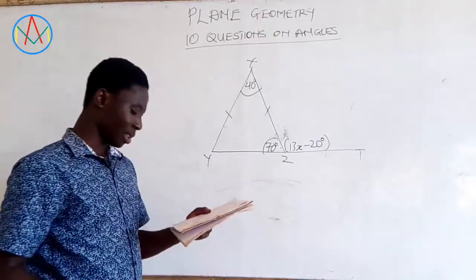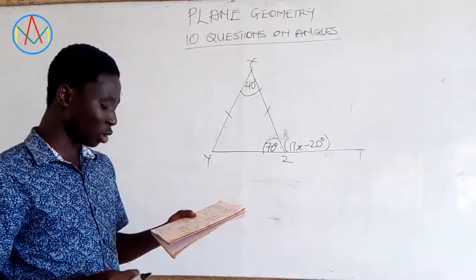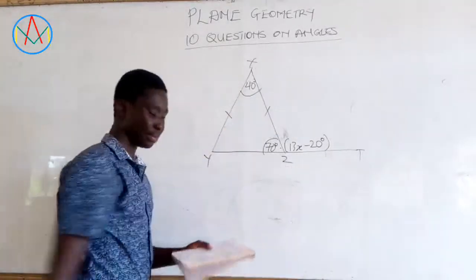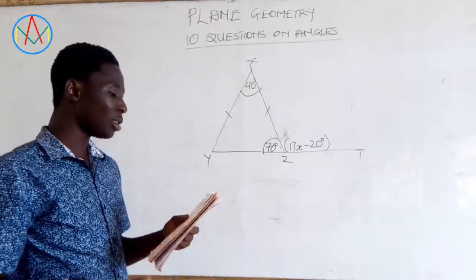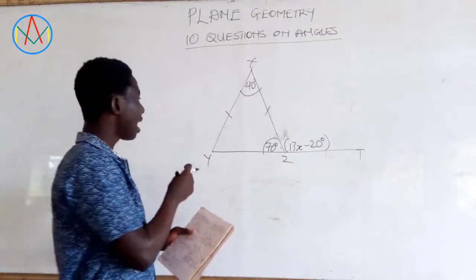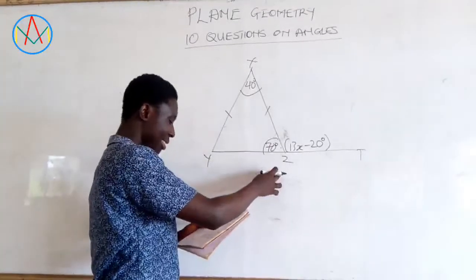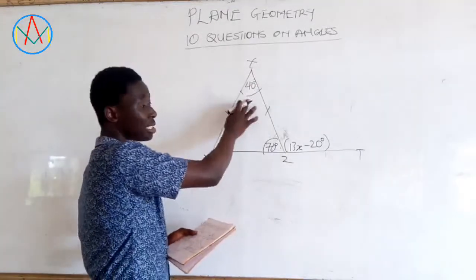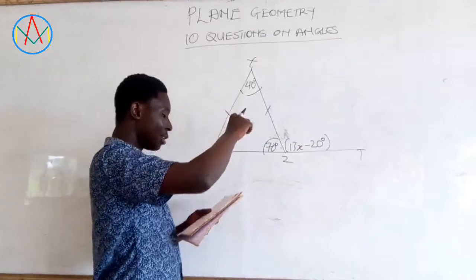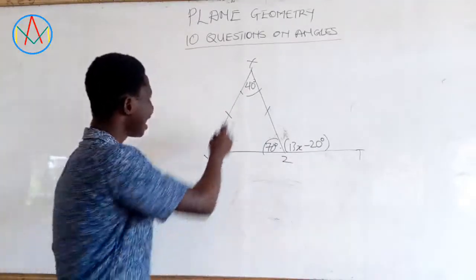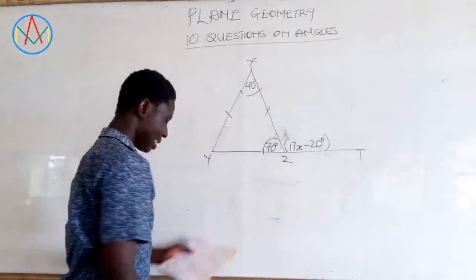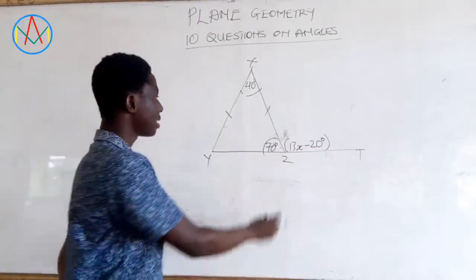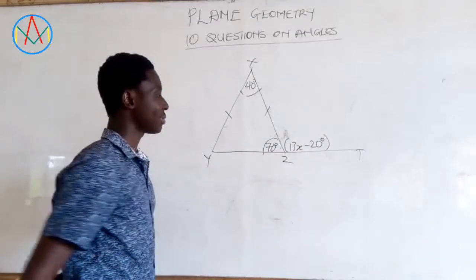XY is equal to XZ. Angle YXZ is 70 degrees. YX is 40 degrees, sorry. Angle XZT is what we are seeing over here. Find the value of X. So we have to find the value of X.